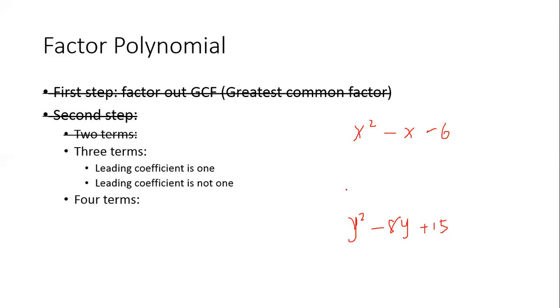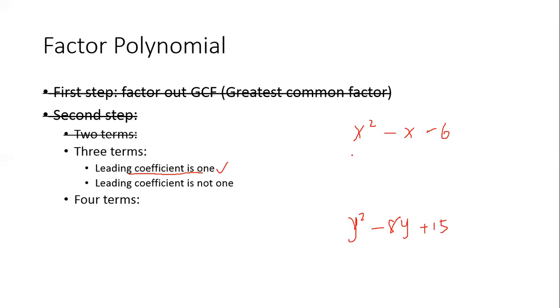And then the highest exponent, x squared or y squared, has a coefficient of 1, which means there's no number in front of it. That's what we call the leading coefficient equal to 1. When the leading coefficient equals 1, there's an easy way to do that. When the leading coefficient is not 1, we're going to have a more complicated way to figure it out. So we're going to talk about this first. So let's use those two examples.